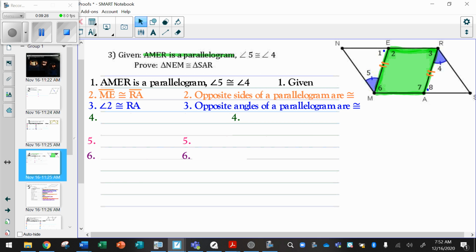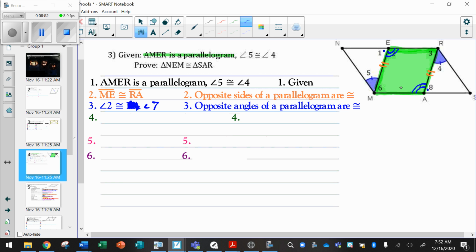But mixed in with that, I also need angle 2 to be congruent to angle 7. I don't know what that is. So angle 2 is congruent to angle 7 because opposite angles of a parallelogram are congruent. So that gets angle 2 here congruent to angle 7 there.